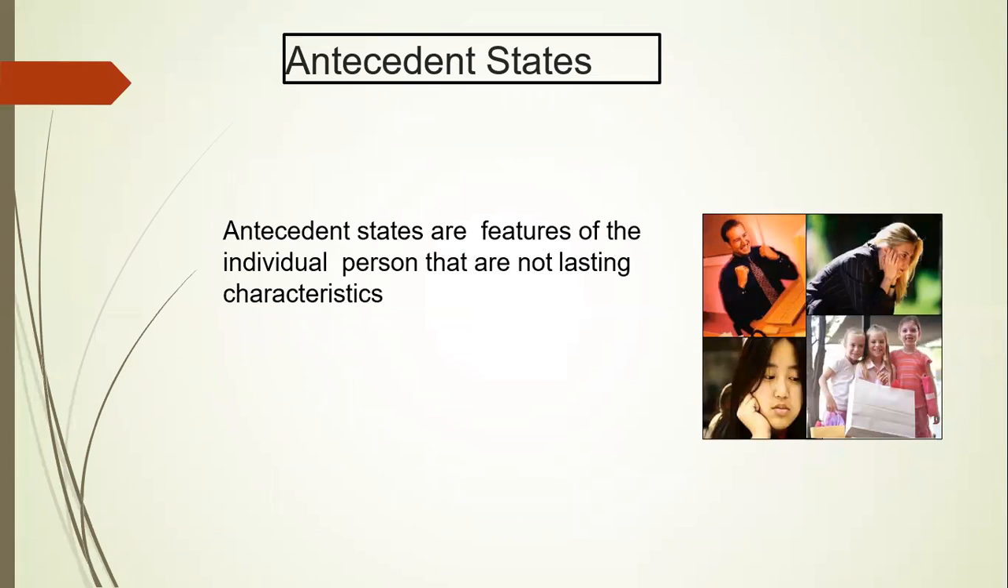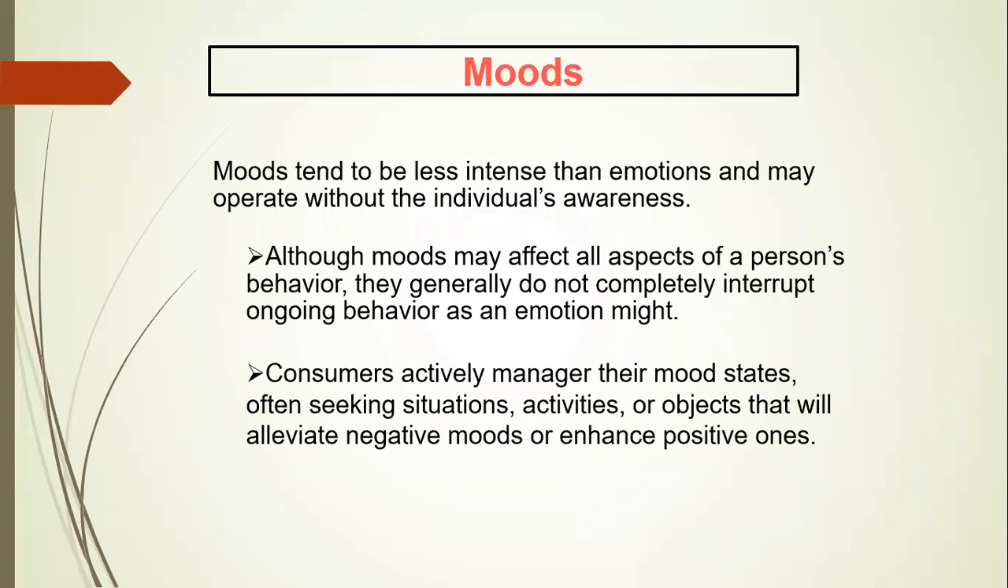Next come antecedent states. Antecedent states are features of the individual person that are not lasting characteristics. They are very limited. The first is moods. This is the most important one in the service industry because moods matter a lot in the service sector. But moods tend to be less intense than emotions and may operate without the individual's awareness. Although moods may affect all aspects of a person's behavior, they generally do not completely interrupt ongoing behavior as an emotion might. Emotion is a more permanent kind of thing, but moods are situational.